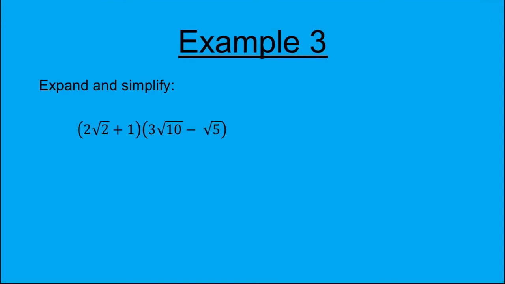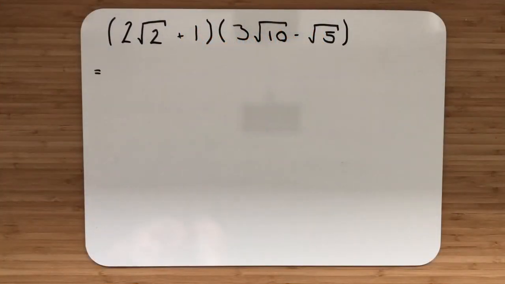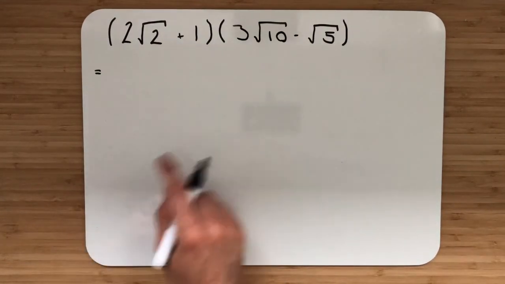Example 3. Expand and simplify, bracket 2 root 2 add 1, bracket 3 root 10 subtract root 5. Final example is probably the most difficult one that you're going to see, but let's give it a bash and we'll see how we go. Okay, 2 root 2 multiplied by 3 root 10.